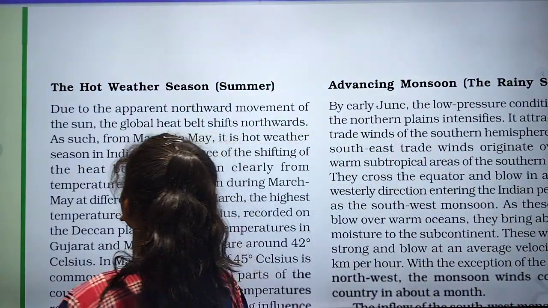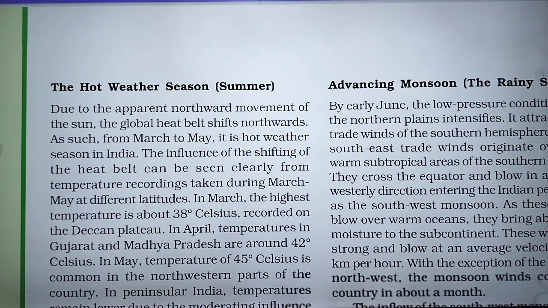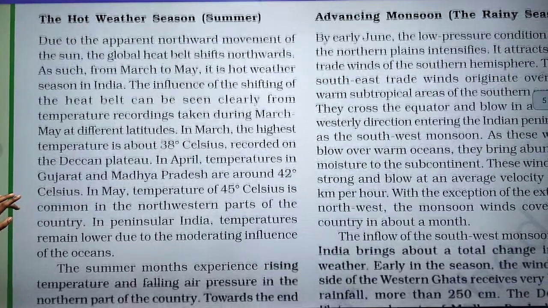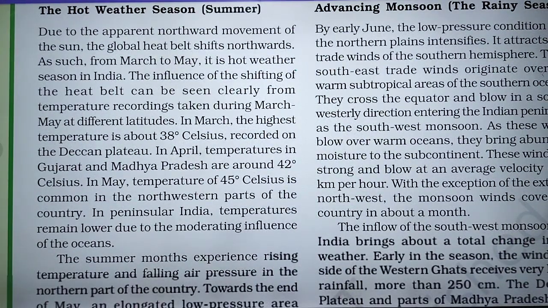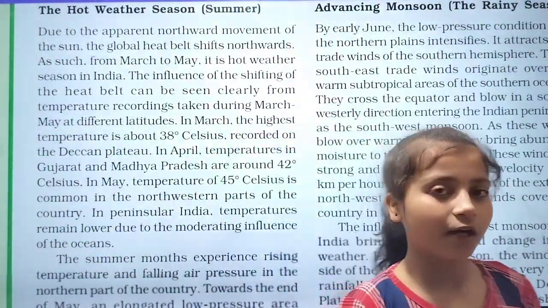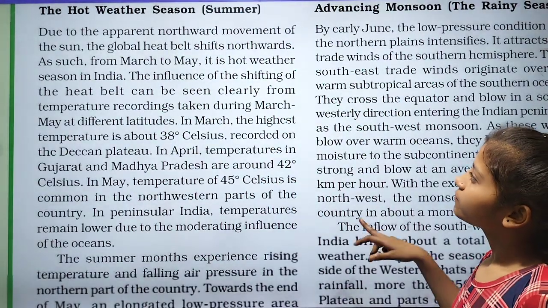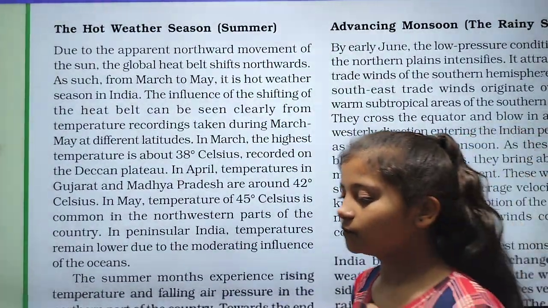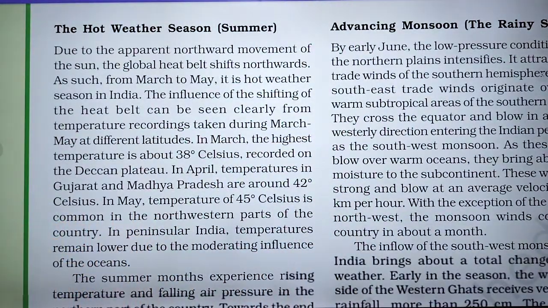The influence of the shifting of the heat belt can be seen clearly from the temperature recordings taken during March to May. At different latitudes, in March the highest temperature is about 38 degrees Celsius.